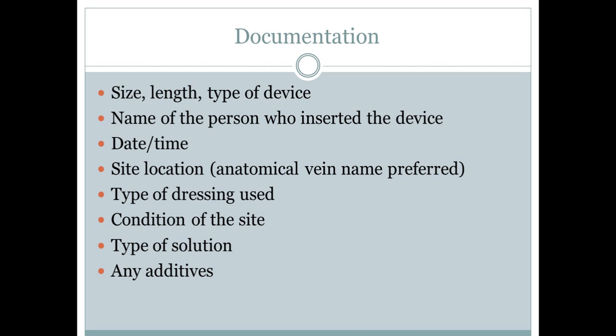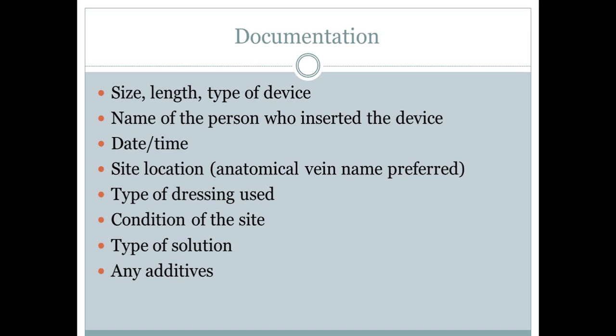I'm going to definitely be documenting at the end of my note my name and my credentials, the date and time, as well as the site location. Best, if you can, to use the anatomical vein name of which vein you used, just in case there is any question. It also serves, like we said previously, as retrieving information. Let's say I want to look to see where other IVs were started previously on this patient with that hospital stay. I can go back and look at that.